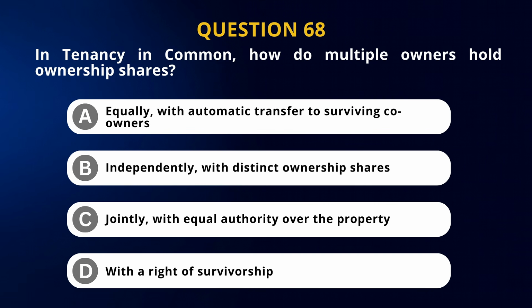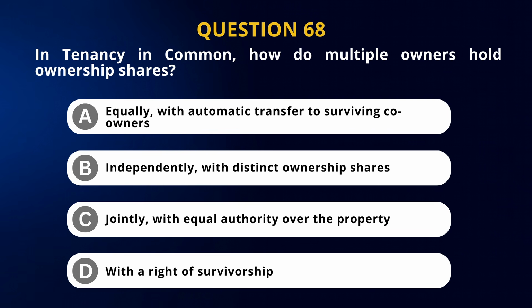Question number 68. In a tenancy in common, how do multiple owners hold ownership shares? Letter A, equally with automatic transfer to surviving co-owners. Letter B, independently with distinct ownership shares. Letter C, jointly with equal authority over the property. Letter D, with the right of survivorship.